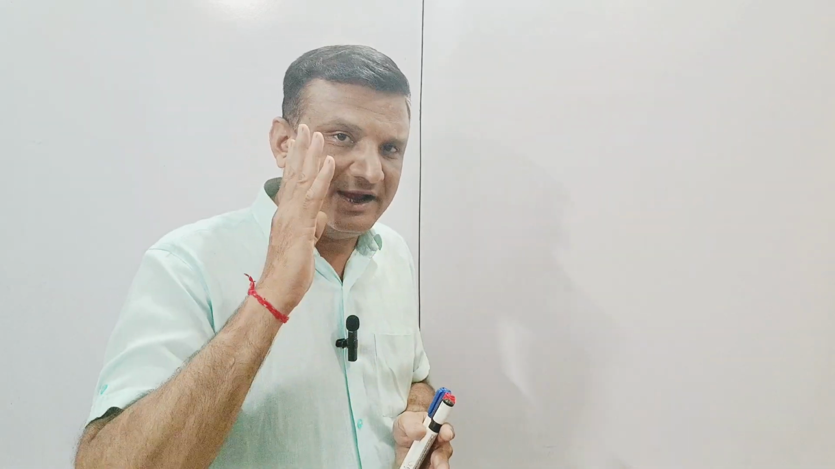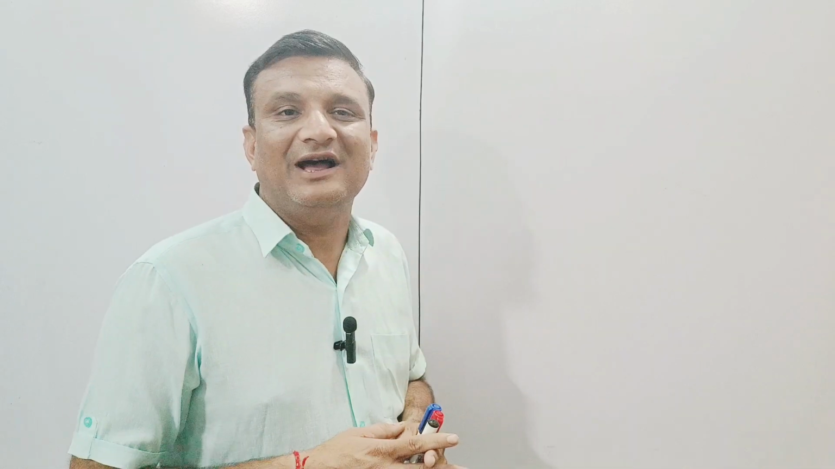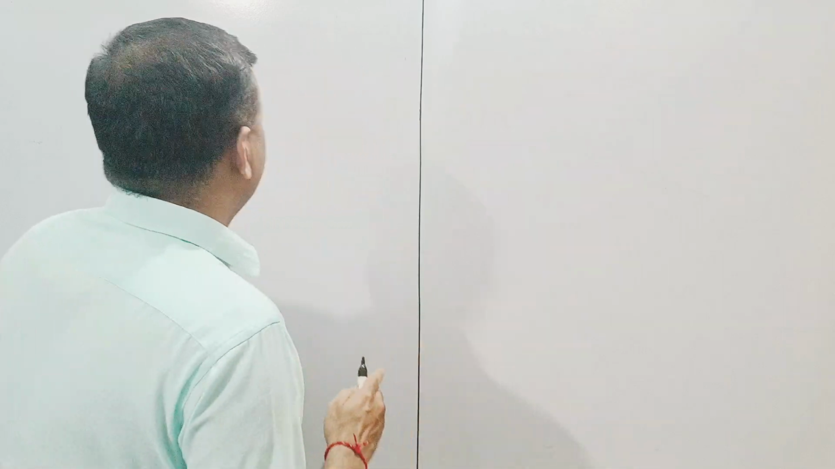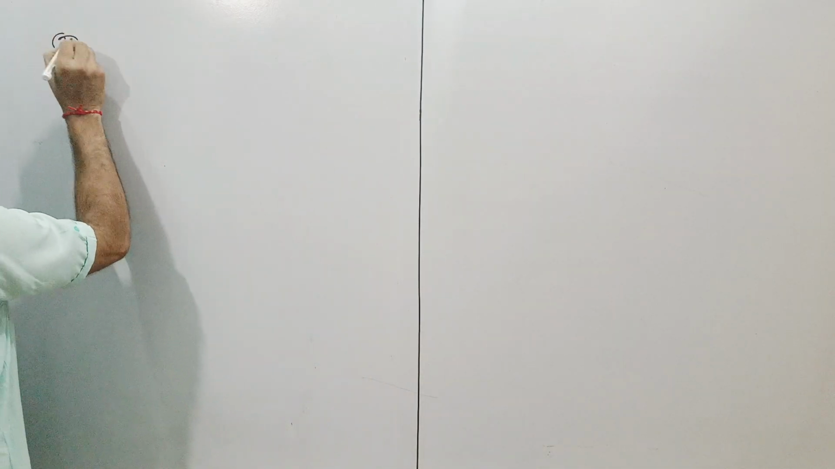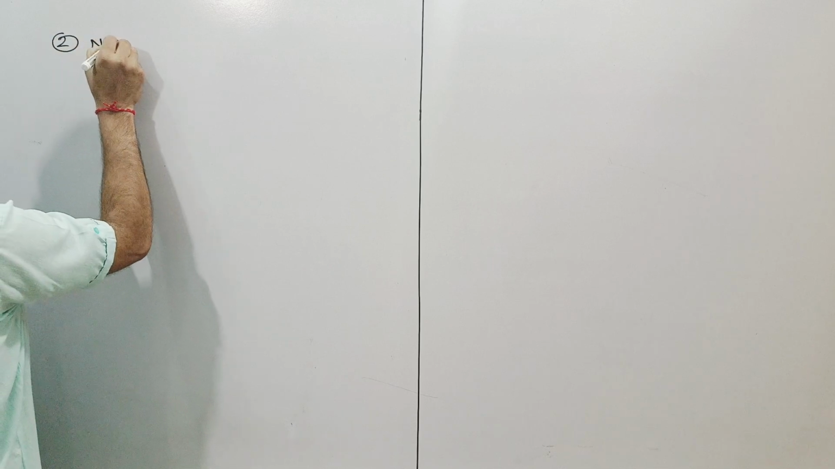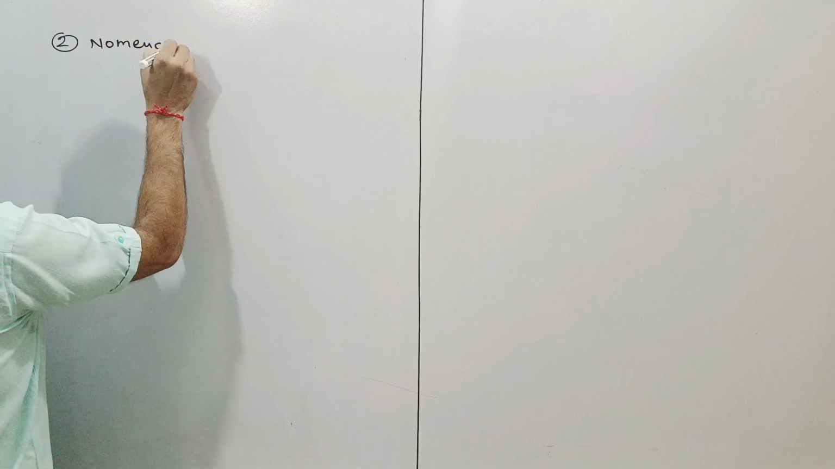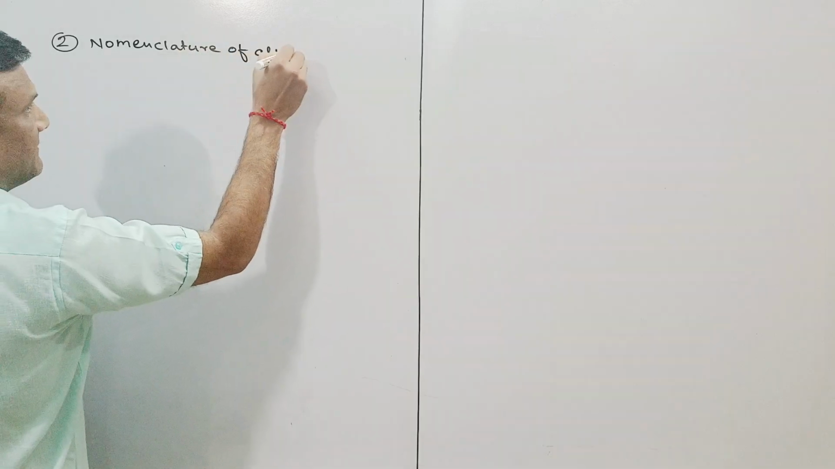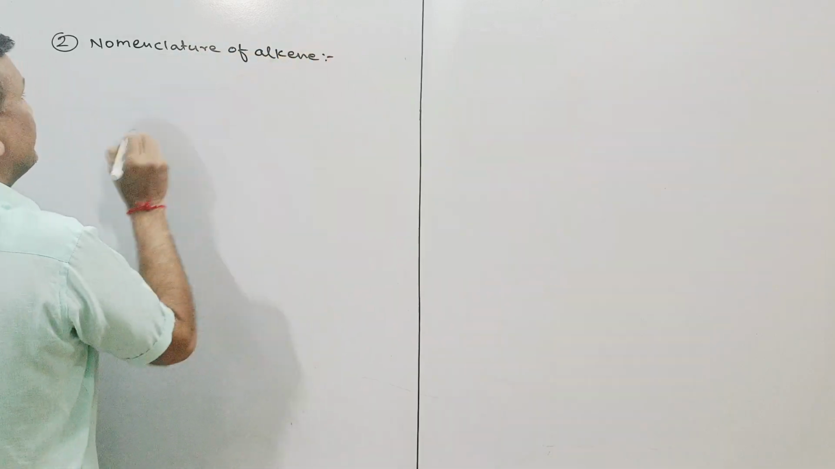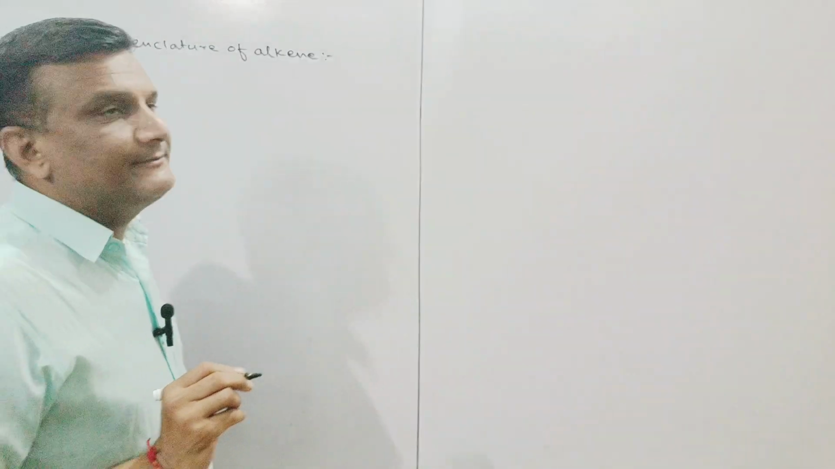In the previous video, we discussed the nomenclature of alkane according to the IUPAC system, the International Union of Pure and Applied Chemistry, just as the Geneva system. And today we'll go with the second. It's about the nomenclature of alkene. We have discussed the meaning of alkene.